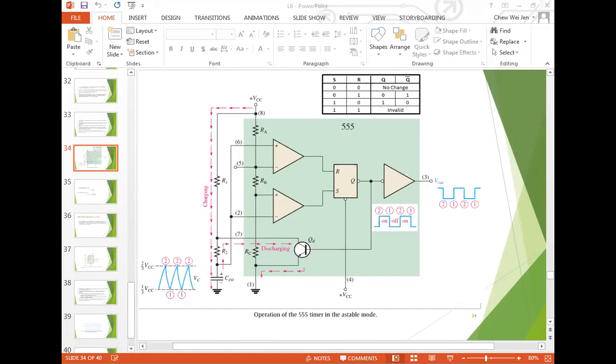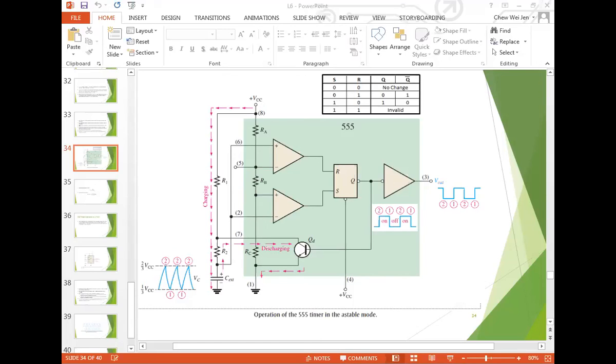That is why you can say that the duty cycle will always be more than 50%, because it takes longer to charge compared to discharge. So that's the reason the duty cycle is more than 50%. Is that clear? Online people, okay? Okay, good. So that is it for question 4.